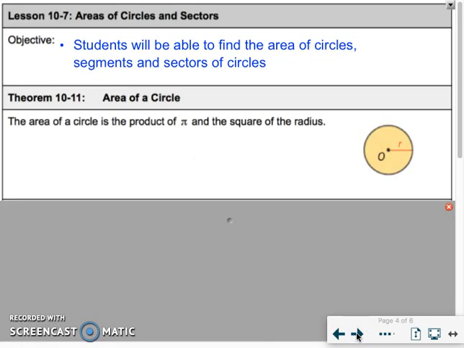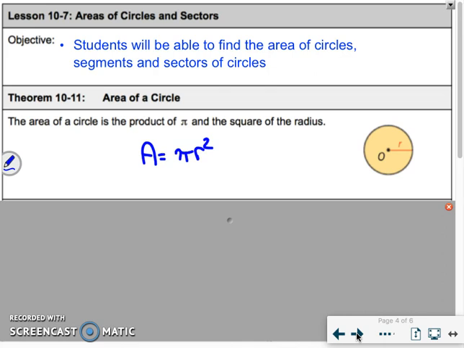So first things first, we're going to remember what the area formula is for a circle. It says it here in words, and we'll write it down too. It says the area of a circle is a product of pi and the square of the radius. So a better way to say that is that the area is equal to pi r squared. All right, so if you know the radius, you can find the area. All you need to do is multiply that by pi.